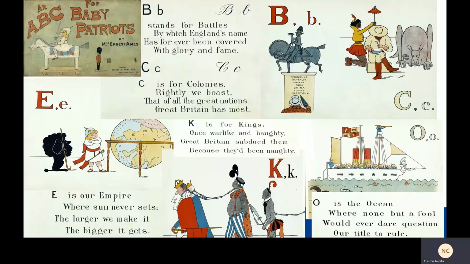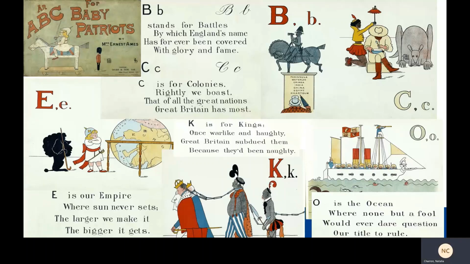B stands for Britain, by which England's name has forever been covered with glory and fame. Pretty okay so far. C is for colonies, rightly we boast, that of all the great nations, Great Britain has most. So one thing to be proud of as a Briton is that you have more colonies than everybody else, okay? E is our empire where sun never sets. The larger we make it, the bigger it gets. And then it gets kind of racist.